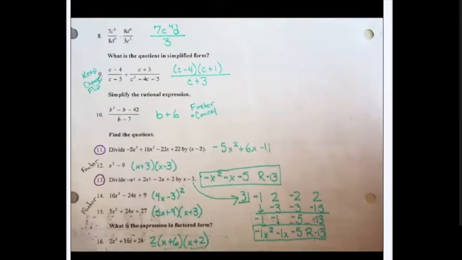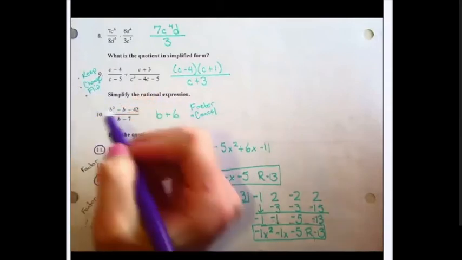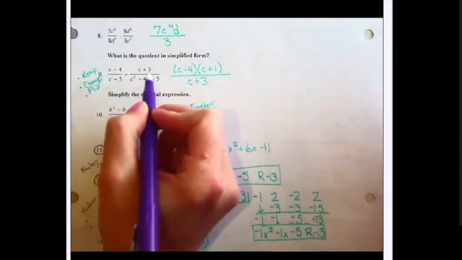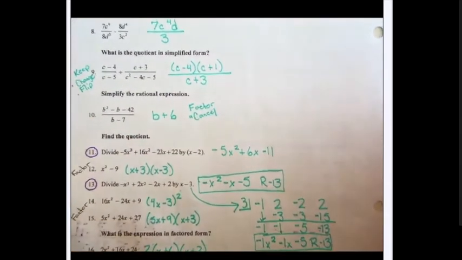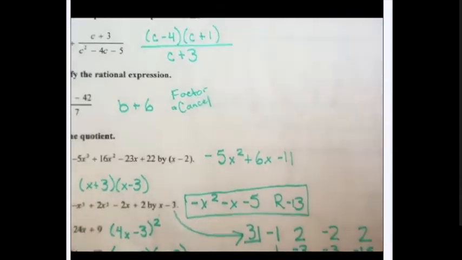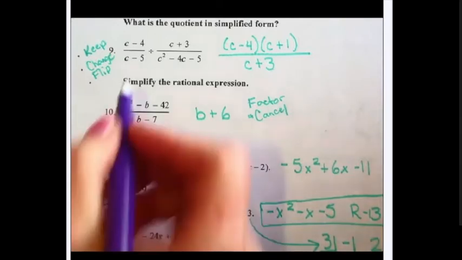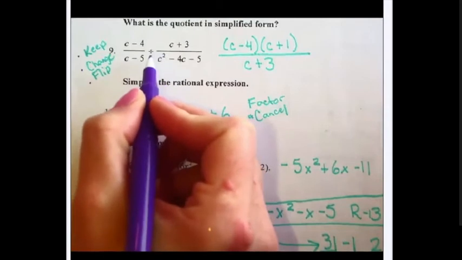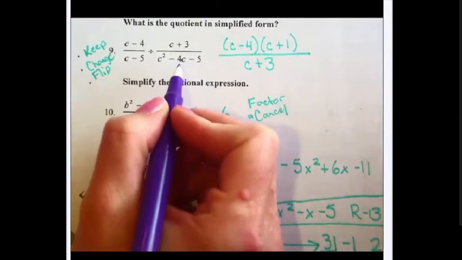Hopefully on number 9, we remembered this keep, change, flip process. So when you simplify two fractions that are being divided, that's a division sign. It kind of looks like a plus, but it is division. So when we're looking at something that's being divided like that, we keep the first fraction, change this to a multiplication, and flip this fraction over.